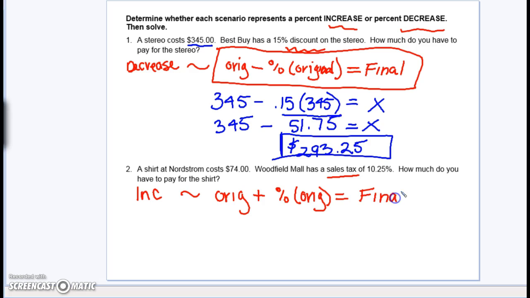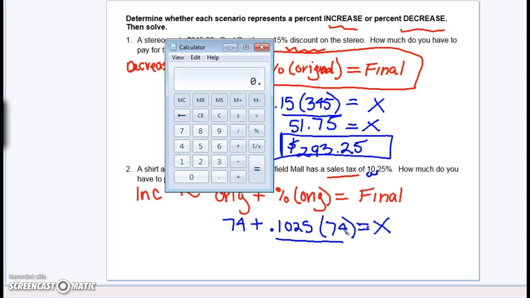So I'm going to plug my information in. I have 74 is how much it cost originally, so 74, plus the percent as a decimal. I'm going to write that twice. So 0.1025 times that original amount again equals how much I have to spend. So follow order of operations. I'm going to pull up that calculator. So 0.1025 times 74. This is money, remember? So I'm going to have to round.